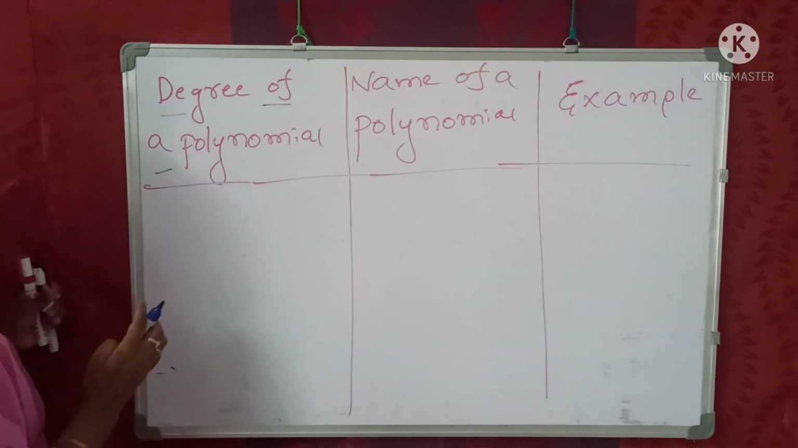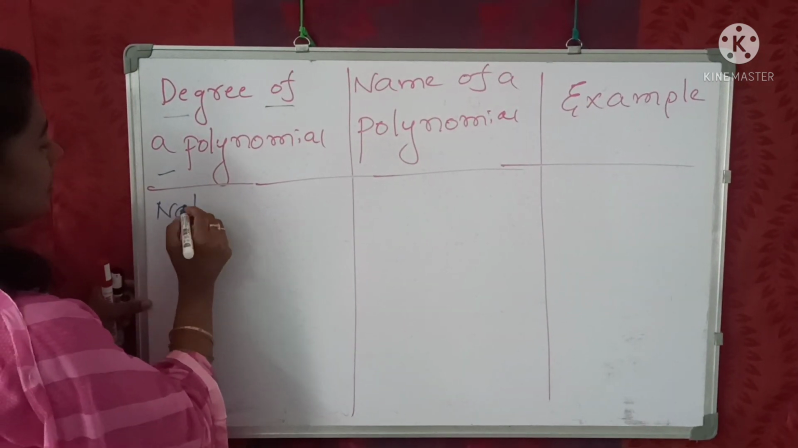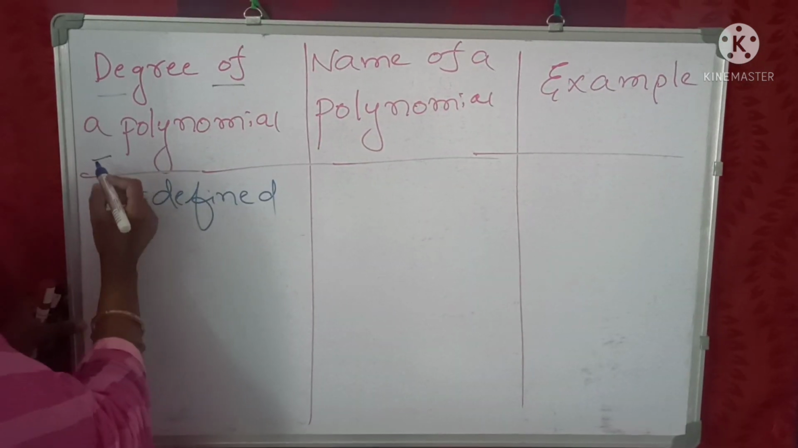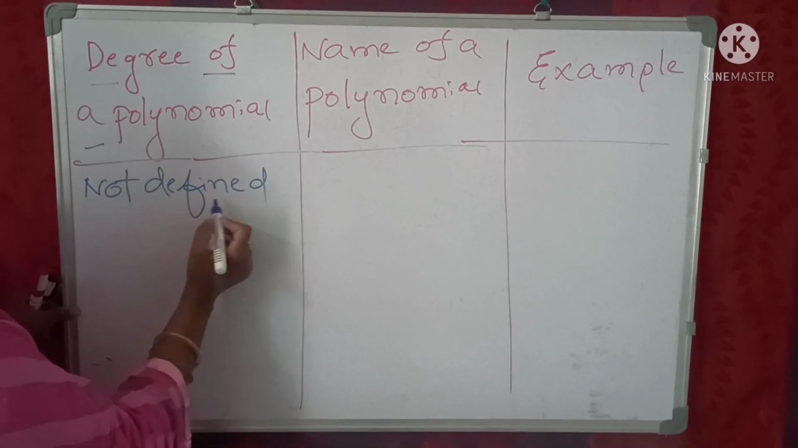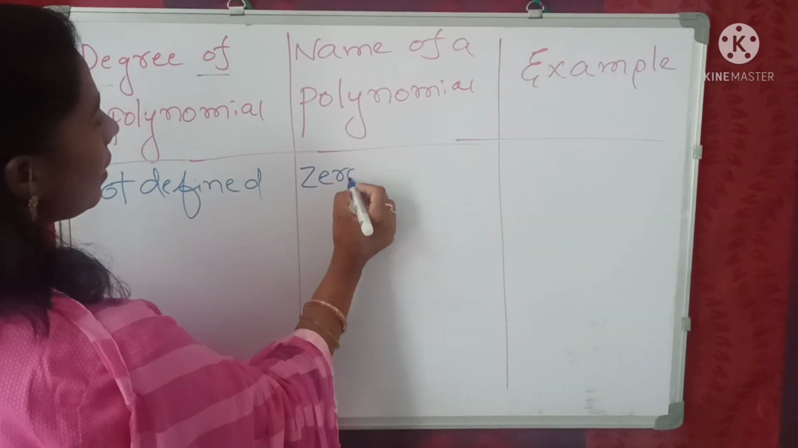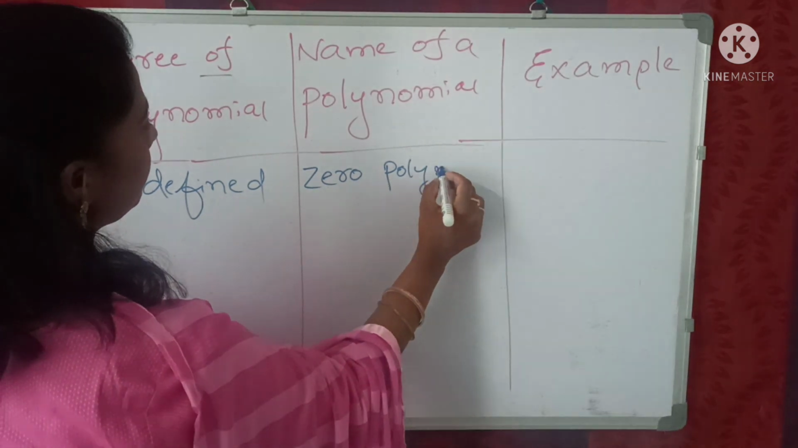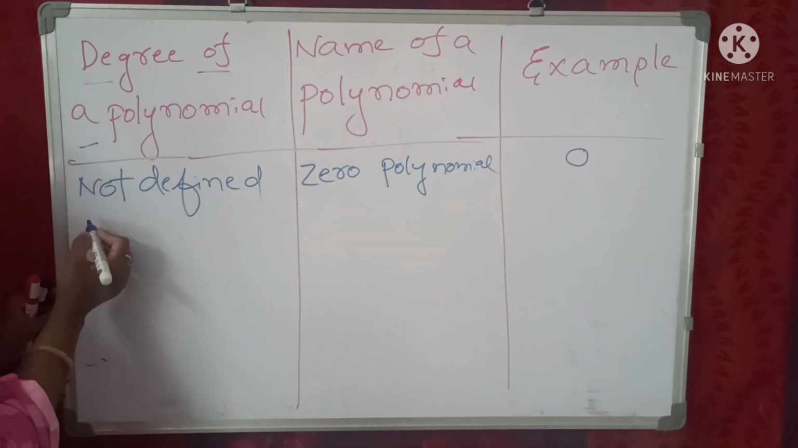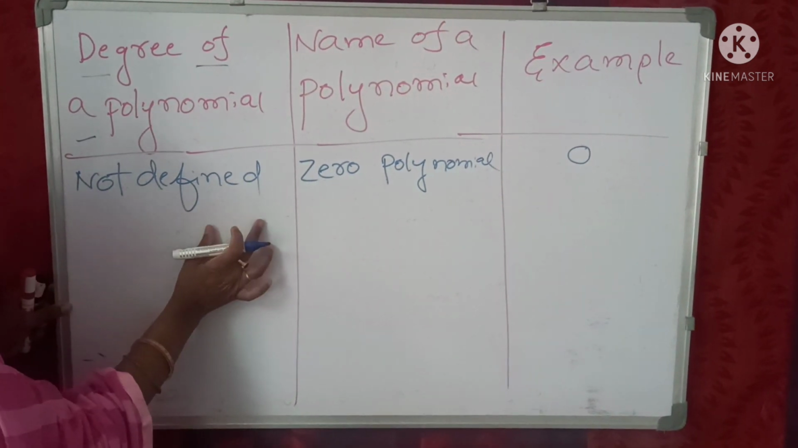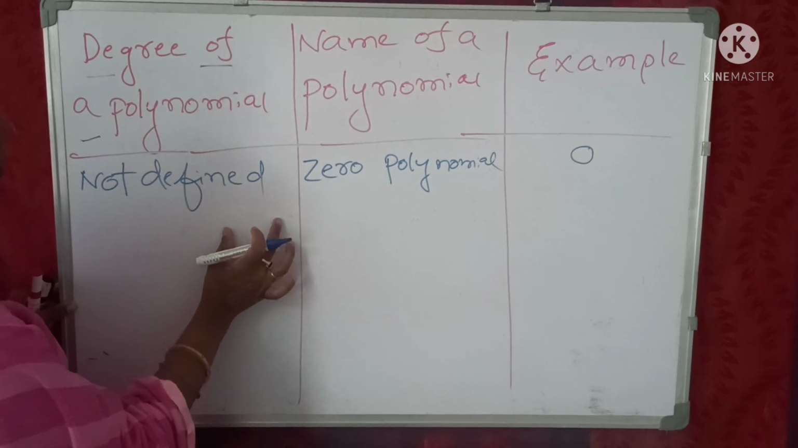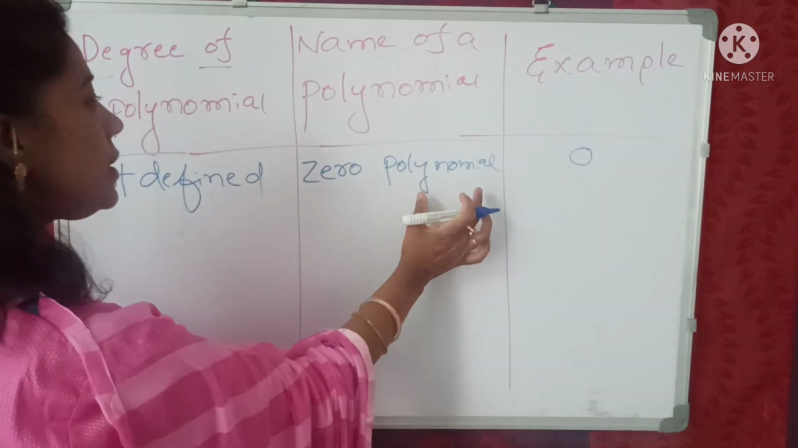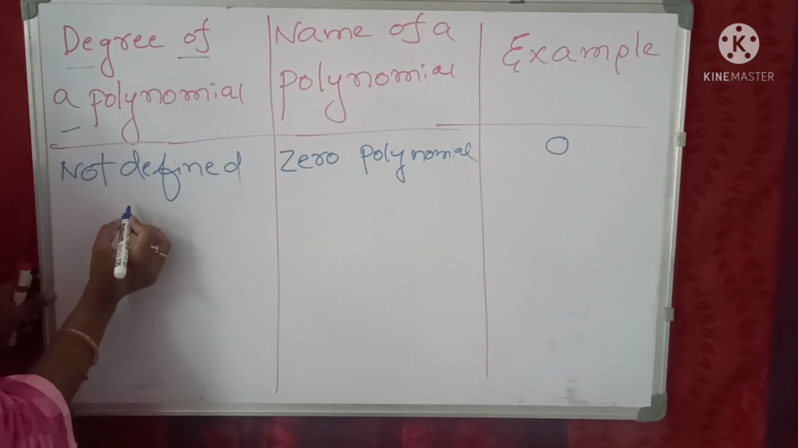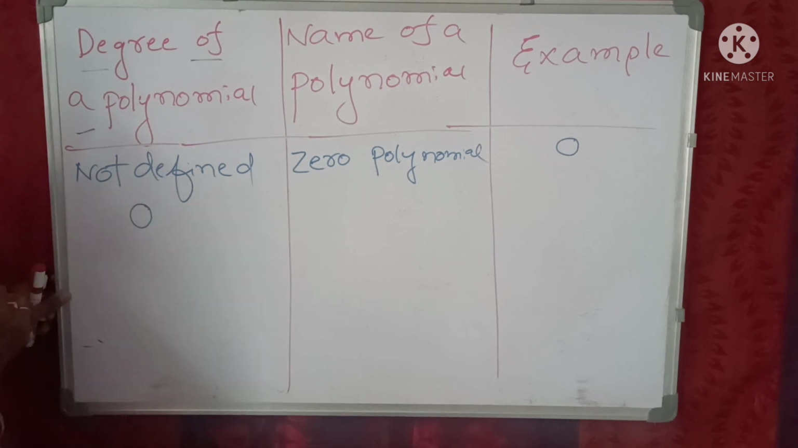The first one: the degree of a polynomial is not defined. So the name of the polynomial is zero polynomial. The example is 0. When the degree of the polynomial is not defined, the name of the polynomial is zero polynomial. So the example is 0. Next, the degree of the polynomial is 0.